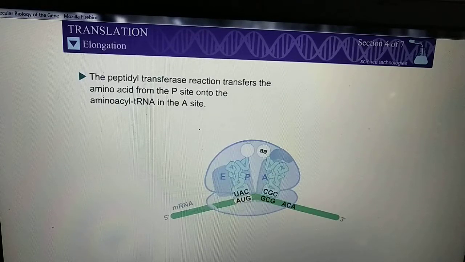Next, a peptide bond is formed between the amino acids. This reaction transfers the amino acid from the tRNA in the P site onto the aminoacyl-tRNA in the A site.